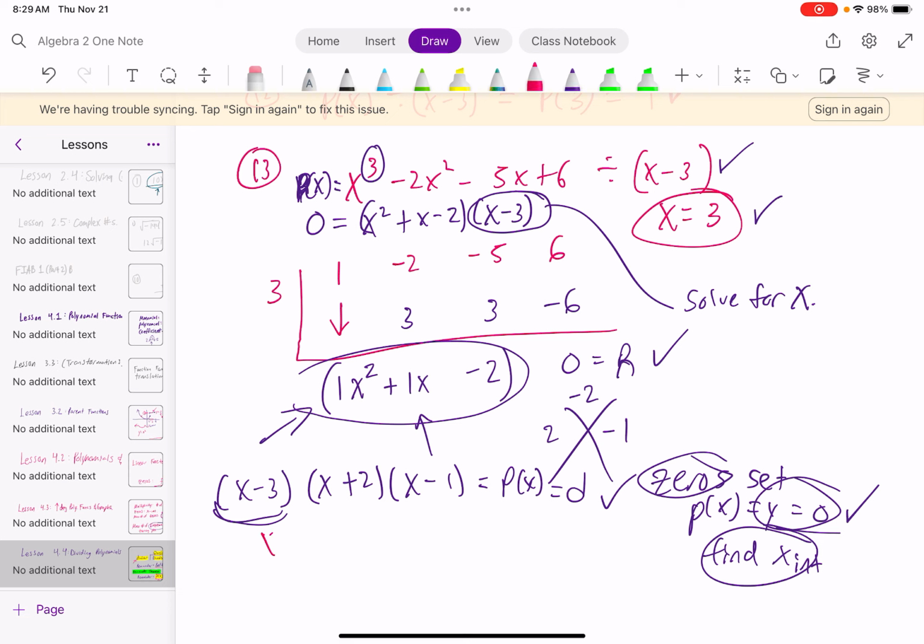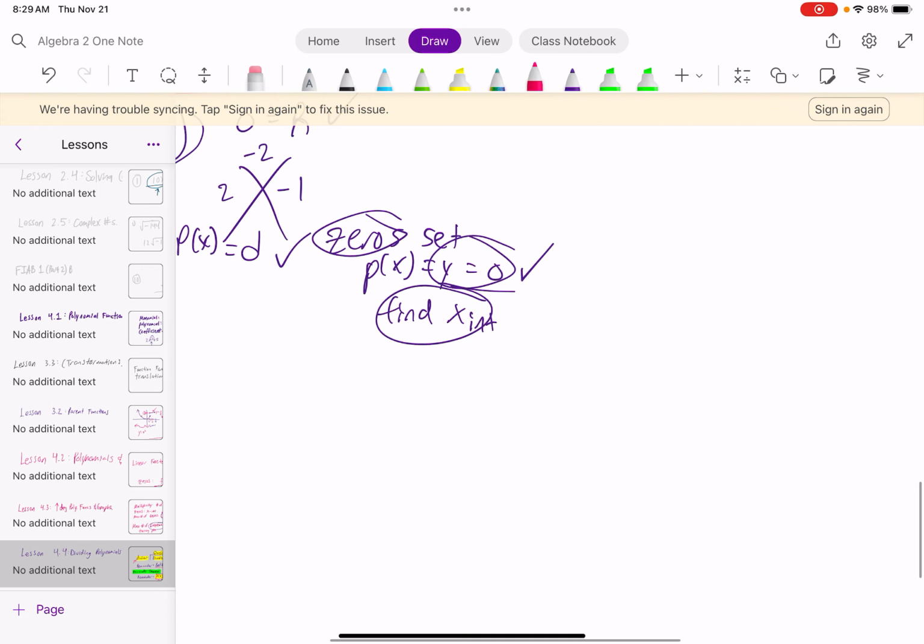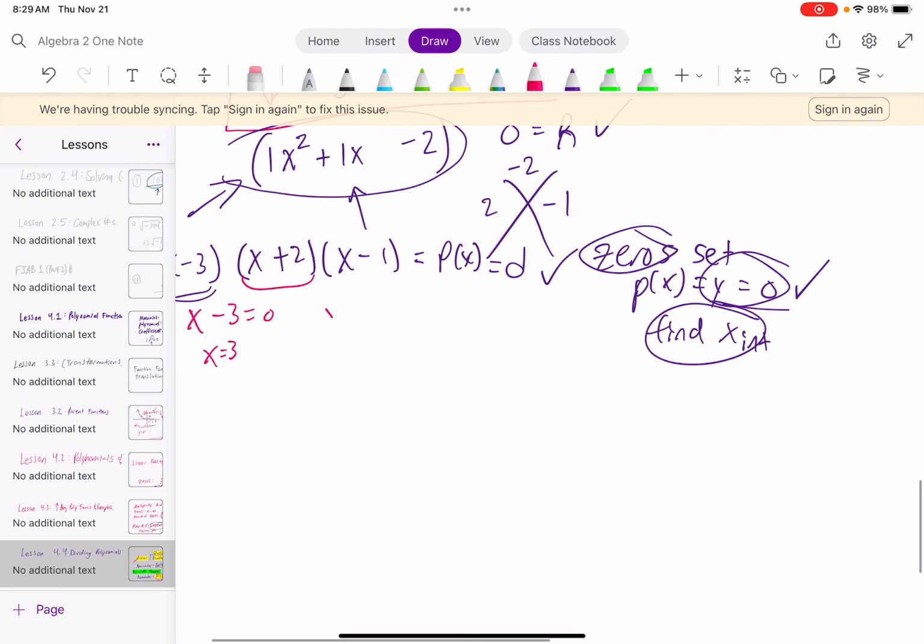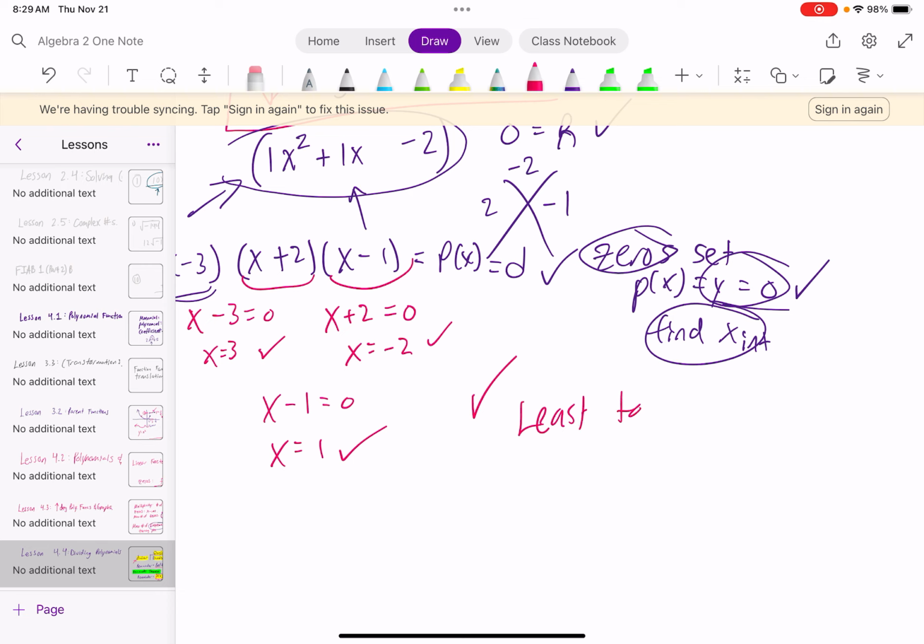So let's do that. X minus 3 is 0, so x is 3. Okay, well, if this was 0, that'd be great. X plus 2, if that was 0, that'd be great. There we go. And if this was 0, that'd be great. You do it from least to greatest: negative 2, 1, and 3. And those are your answers. Remember, least to greatest.